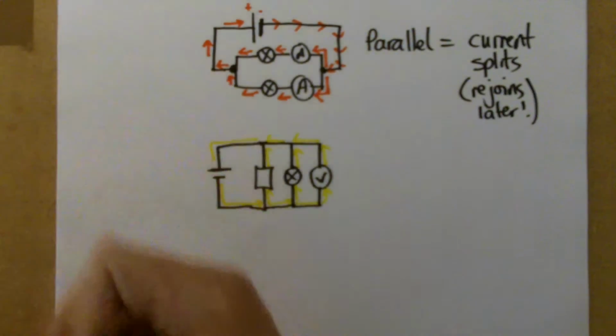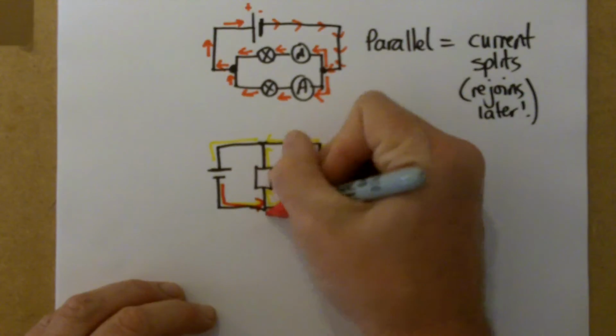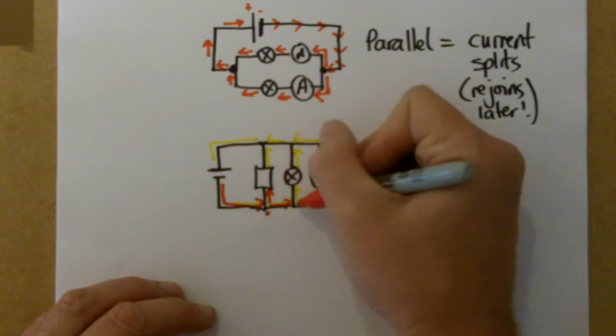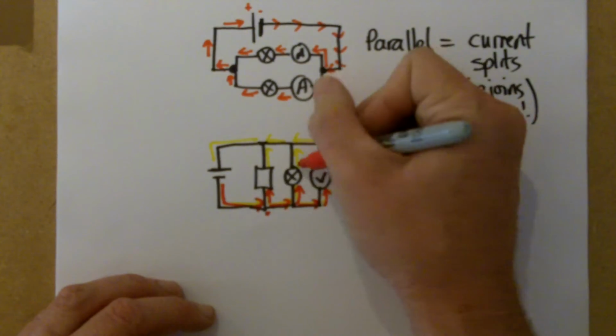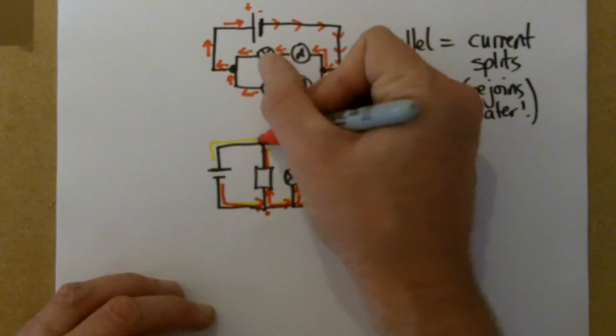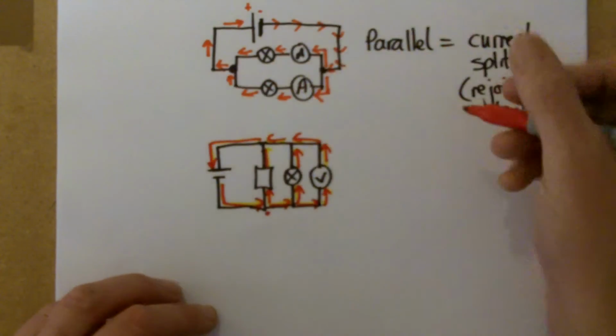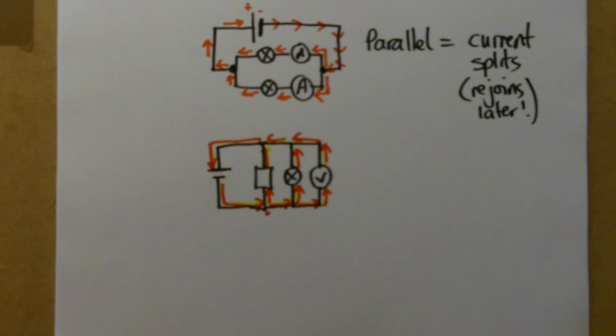So current splits at this point. Some goes up there, the rest goes this way. Some goes up there, the rest goes this way. Around, and we get the same thing joining up again at the other end. So that's how you know you've got a parallel circuit, if the current splits up.